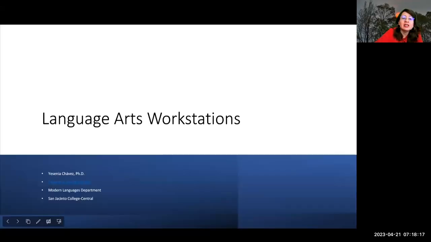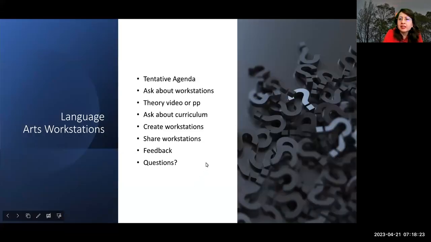Today, we're going to talk about English language arts workstations. Here is the tentative agenda for today. We're going to ask you about what you know about workstations. We're going to either learn the theory through PowerPoint or a video, ask about the curriculum, create workstations, share workstations, and have feedback, and questions and comments at the end.